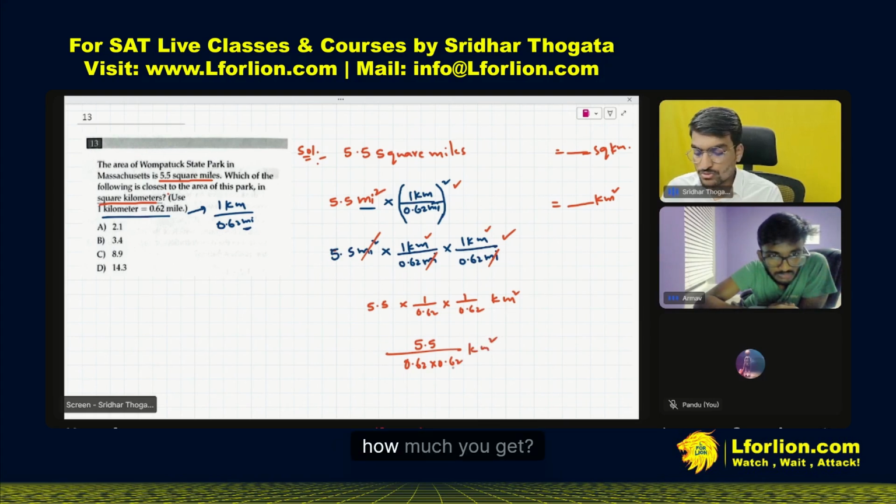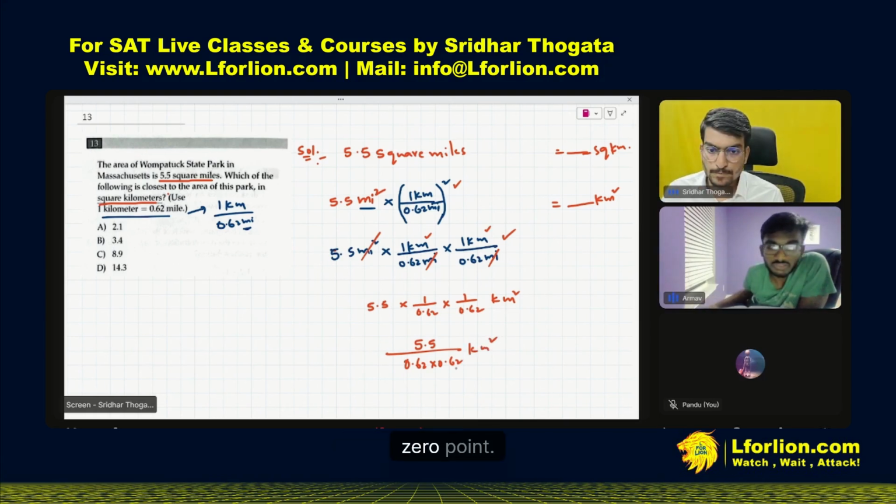So if you just do that, how much do you get? Just do it and tell me. 0 point. No, no, no. It's 8.87, and then you round it, it will be 8.9. You got 8.9, I rounded.